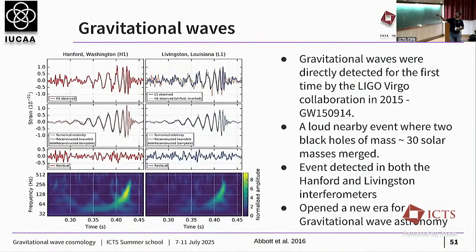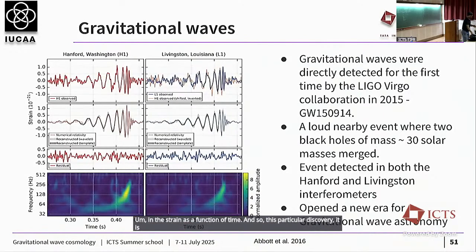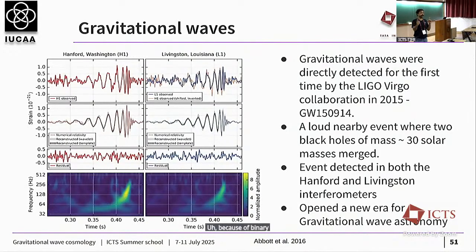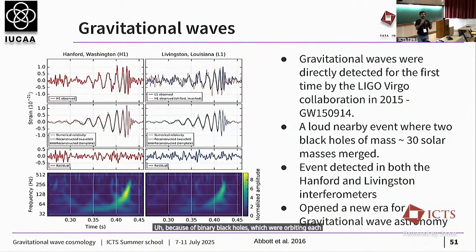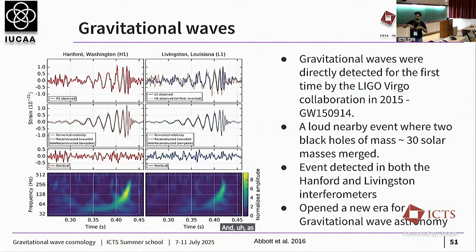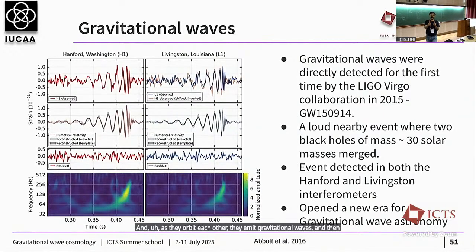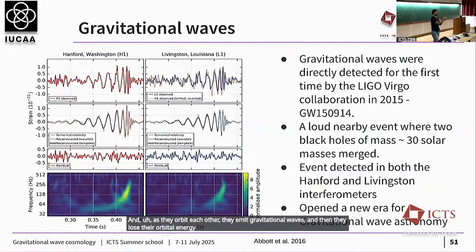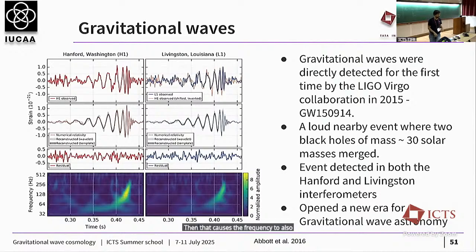And so this particular discovery, these gravitational waves are being emitted because of binary black holes which were orbiting each other. As they orbit each other, they emit gravitational waves, and then they lose their orbital energy and come closer and closer to each other. Then that causes the frequency to also increase, and so on and so forth. So you can see all these features basically here.